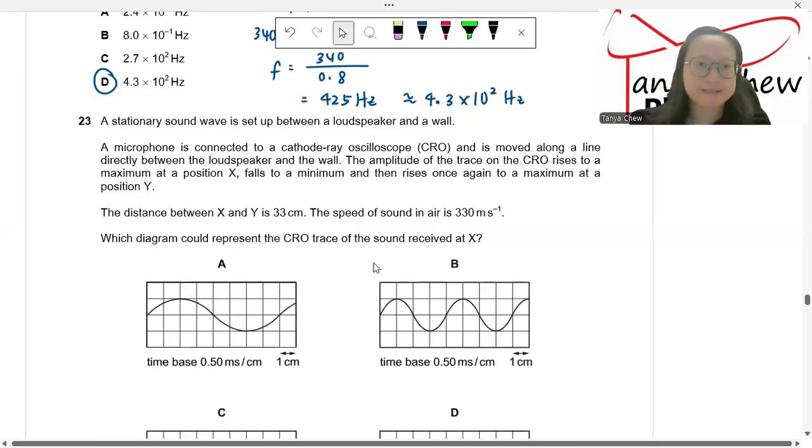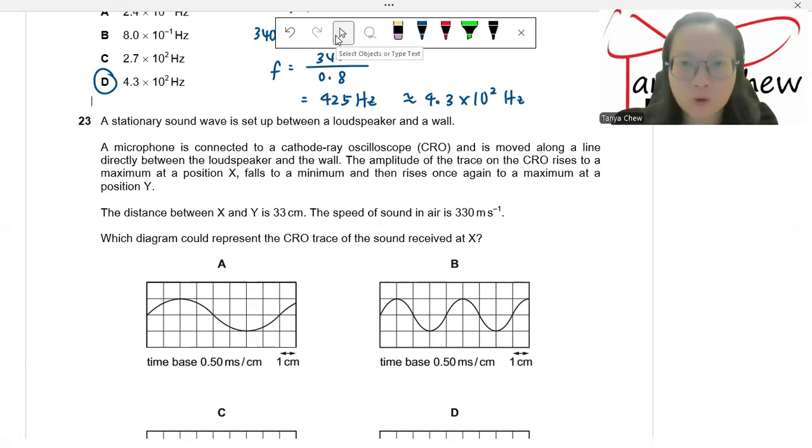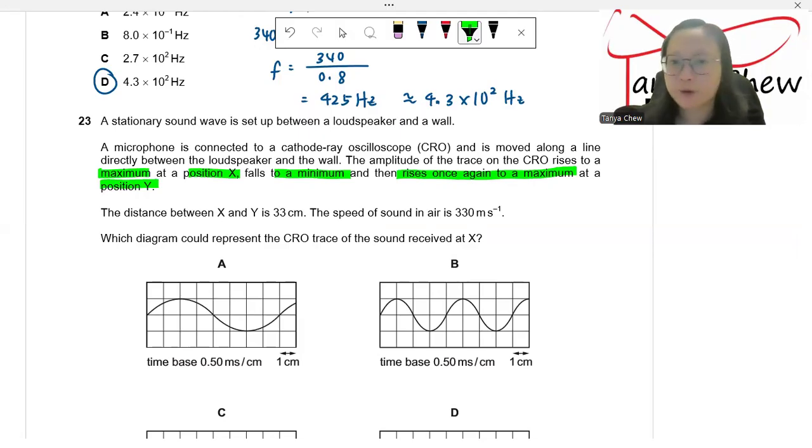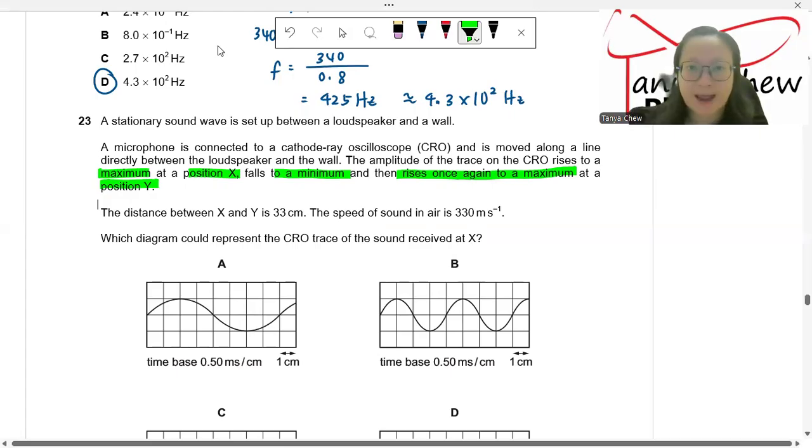Question 23. A stationary sound wave is set up between a loudspeaker and a wall. A microphone is connected to a cathode ray oscilloscope, CRO, and is moved along a line directly between the loudspeaker and the wall. Amplitude of the trace on the CRO rises to a maximum at position X, falls to a minimum, and then rises once again to a maximum at position Y. The distance between X and Y is 33 cm. The speed of the sound in air is 330 meters per second. Which diagram could represent the CRO trace of the sound received at X?